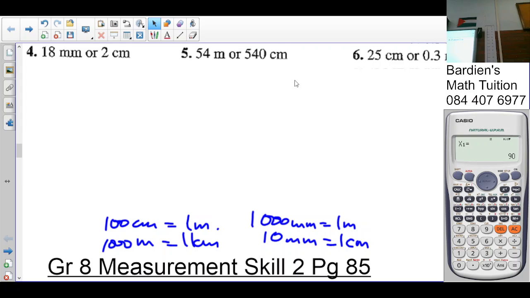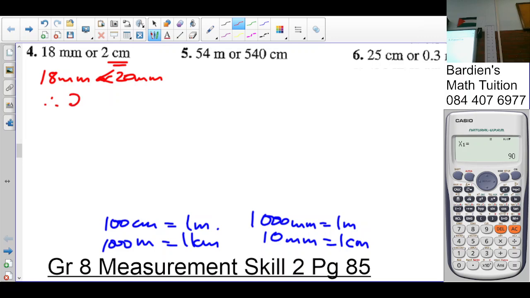People, 18 millimeters or 2 centimeters, which one is smaller? How many millimeters are there in a centimeter? 10. So that's going to be 18 millimeters or 20 millimeters. Which one is larger? The 20. So therefore 2 centimeters is larger. Okay. Let's look at the next one.